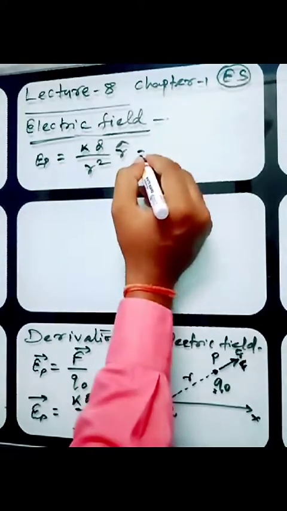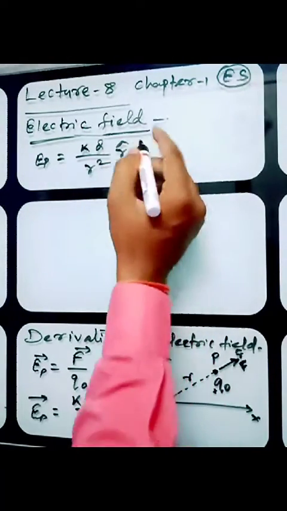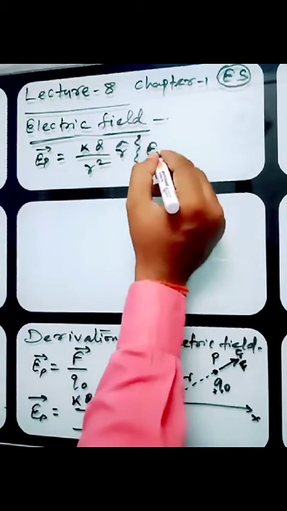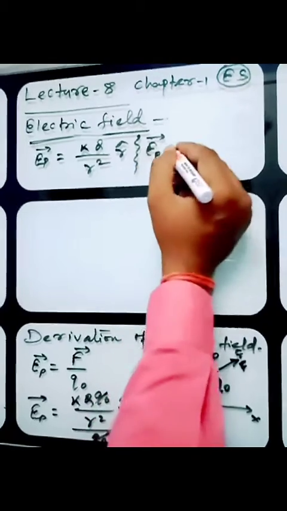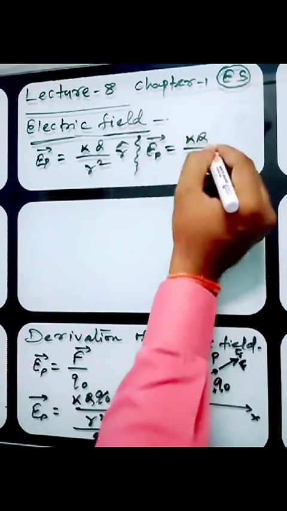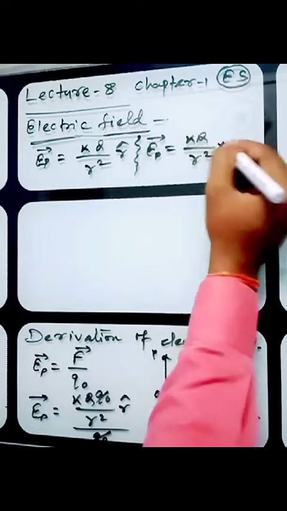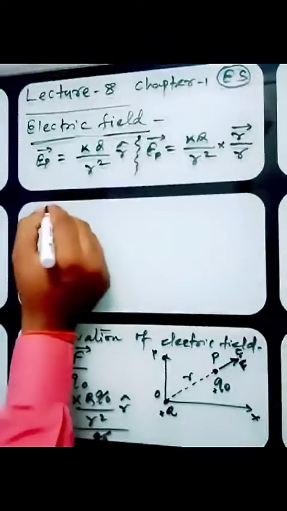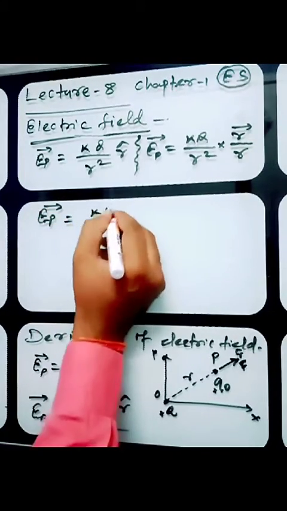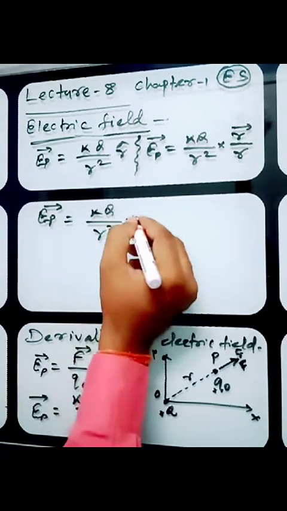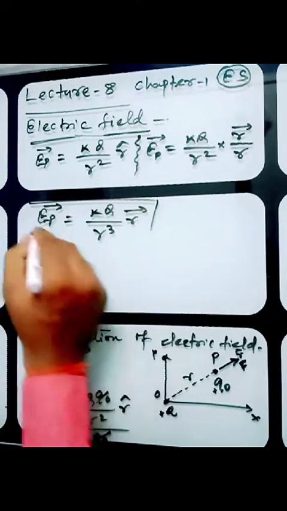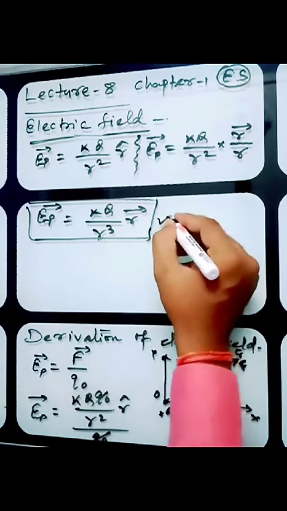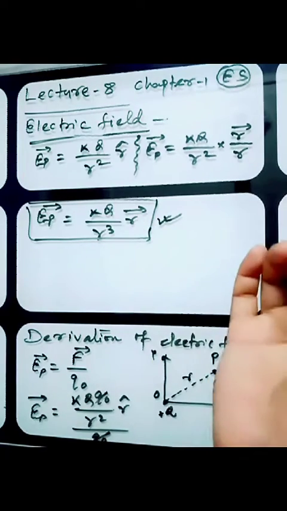This can also be written as E_P, that is, in vector form, the electric field at point P. It is KQ over r square and vector r over r, that is, E_P is KQ over r cube and vector r. So this is the mathematical formula to find the electric field, which is very simple.